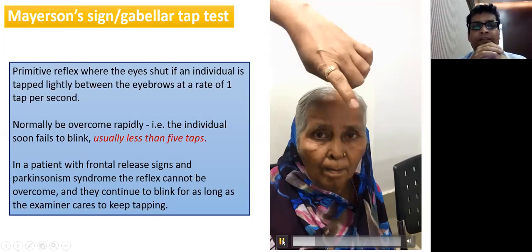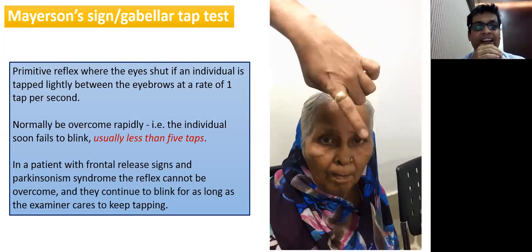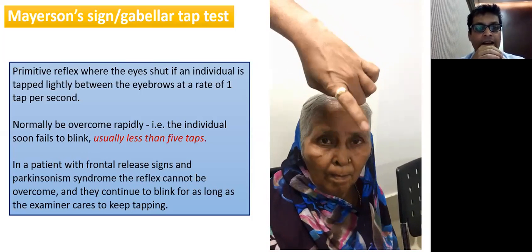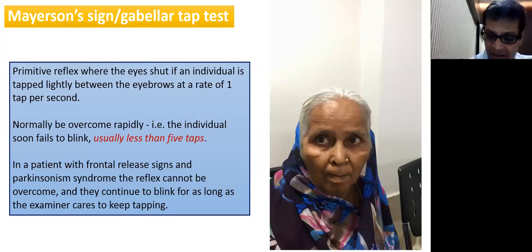Again, this is a frontal release sign where you have to tap in the glabellar area at a rate of 1 tap per second and look for the blinking, habituation of the blinking. Normally, most patients overcome it rapidly. But if they fail to stop the blinking after more than 5 taps, then it is a pathological glabellar tap test or Myerson's sign. So it shows fatigability again. If it persists after more than 5 taps, then this is positive. It can be seen in many akinetic rigid syndrome cases.